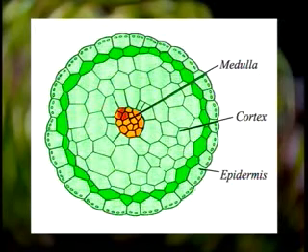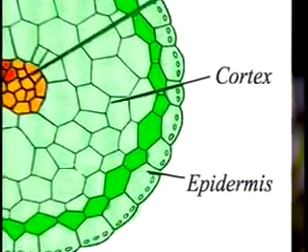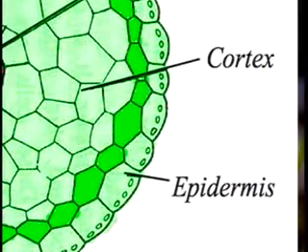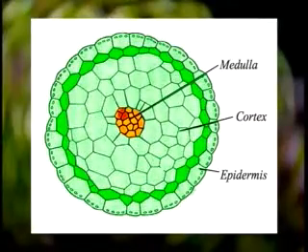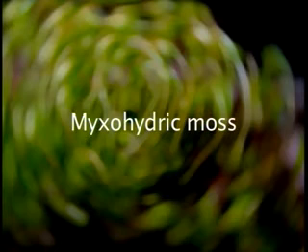The cortex usually contains leaf traces which do not join the central conducting tissue but end blindly in the cortex itself. On the other hand, the epidermis is the outermost layer composed of tangentially elongated chlorophyll cells. It has no pores or stomata. In Funaria, water is conducted both externally by force of capillarity between leaves and the stem, and internally by the central strand. Hence, Funaria is called a myxohydric moss.